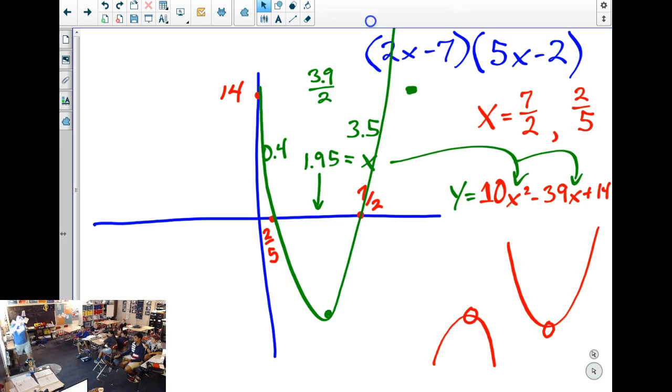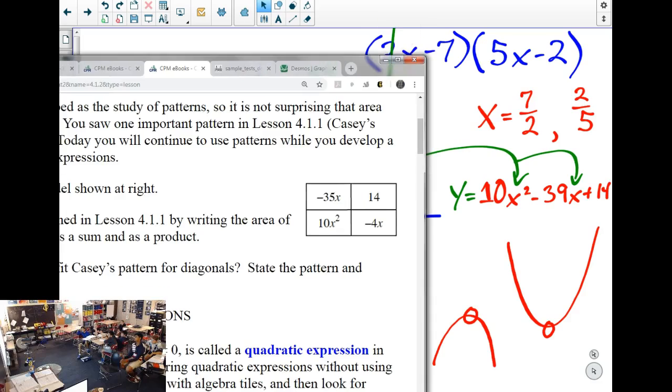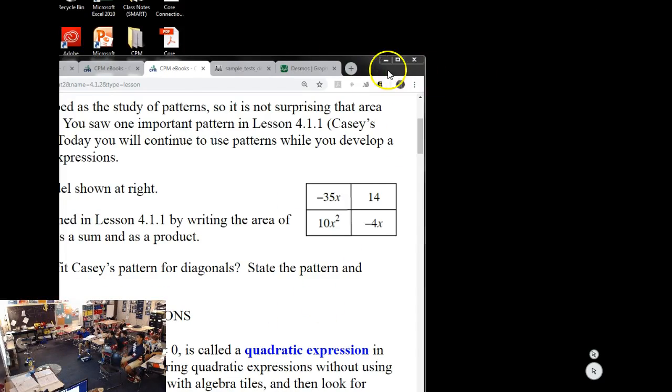I am not an artist, but guys, it's amazing how much we're able to do once we factor it. So that's what we're getting at today: how do we factor these trinomials to make the rest of the process a whole lot easier.